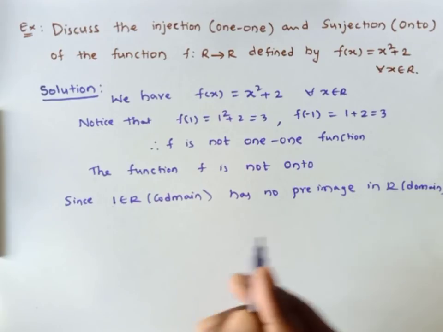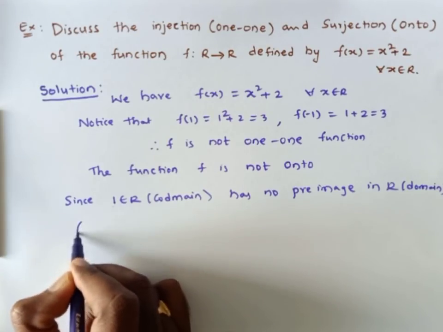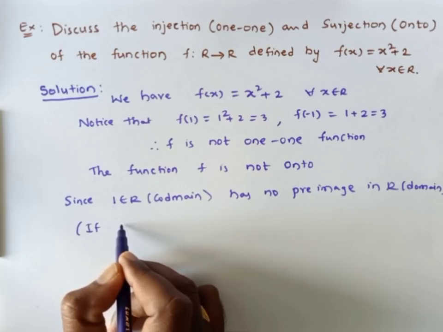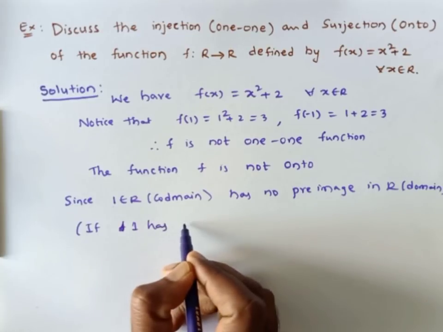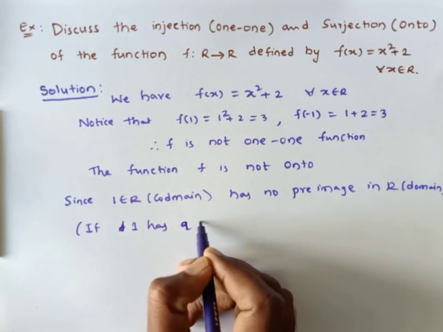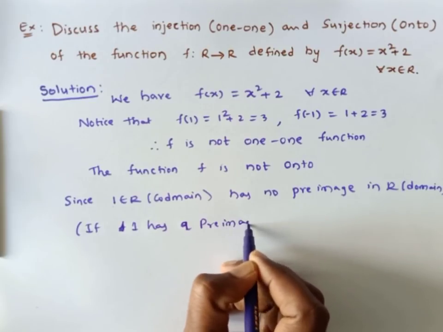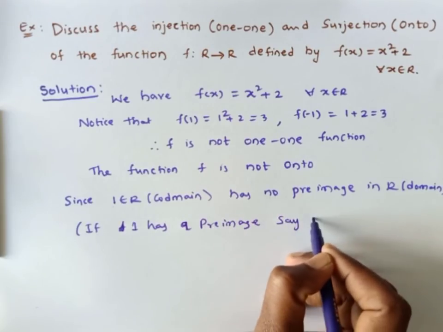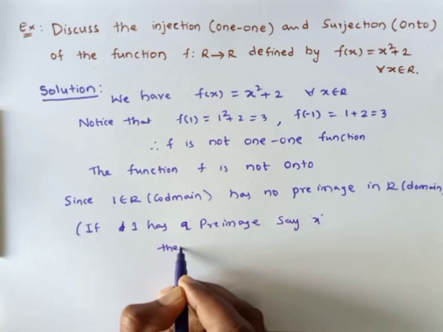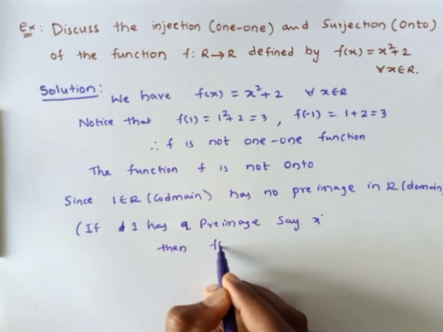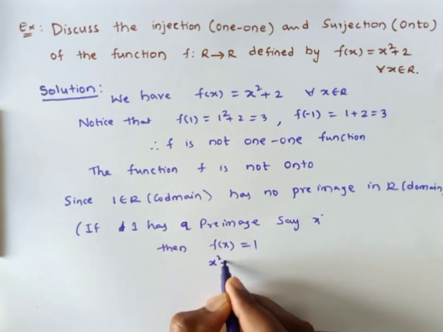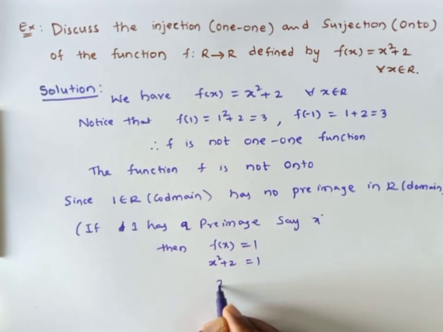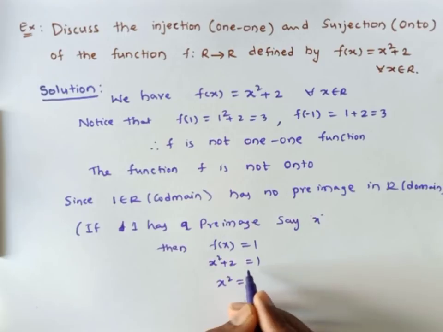If 1 has a pre-image, say it is x, then compulsorily f of x must equal 1. Here f of x is x square plus 2, equal to 1. So x square plus 2 equals 1 means x square equals 1 minus 2. This is -1. So x square equals -1.